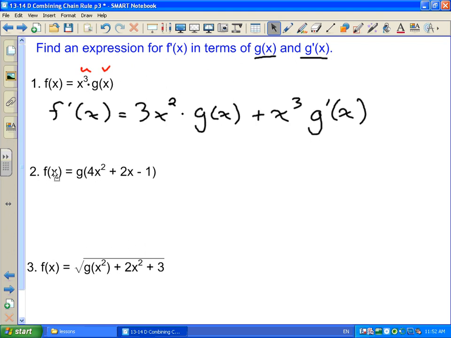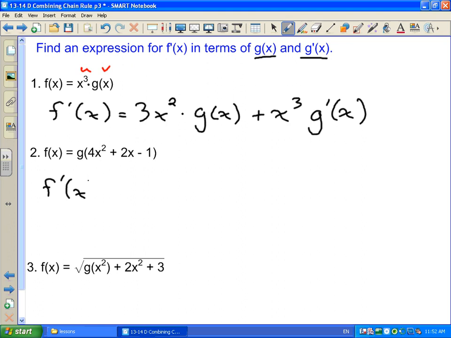So let's take a look at the second one here. f at x equals g at 4x squared plus 2x minus 1. What rule am I going to have to use here in order to get f prime at x?